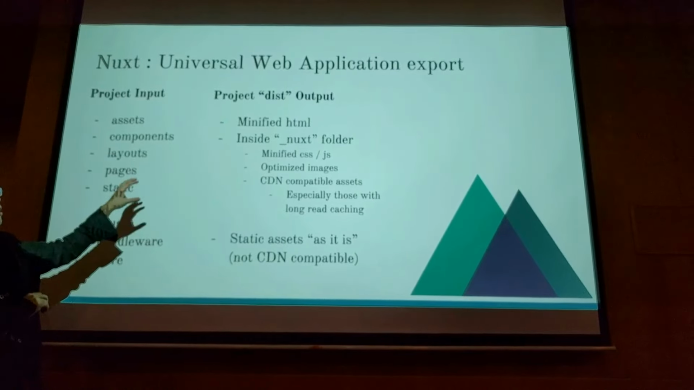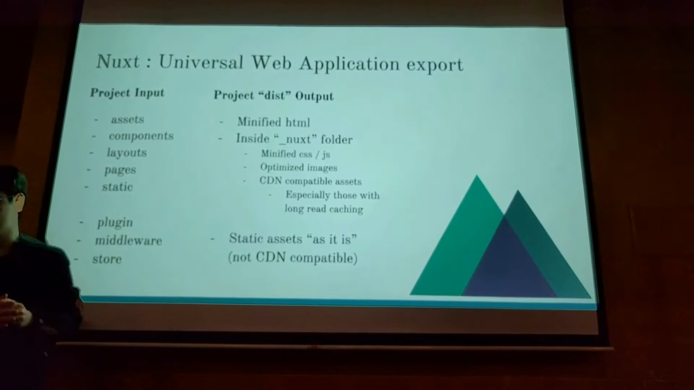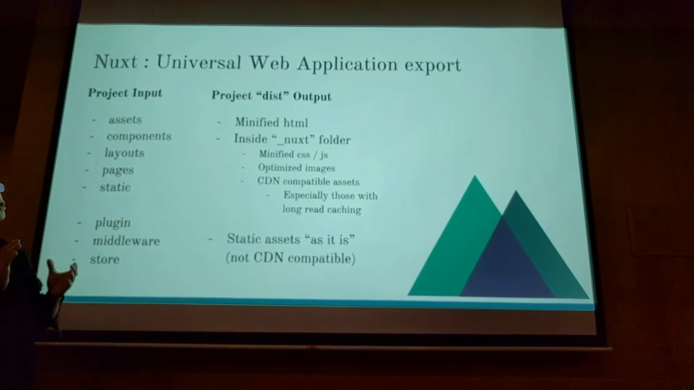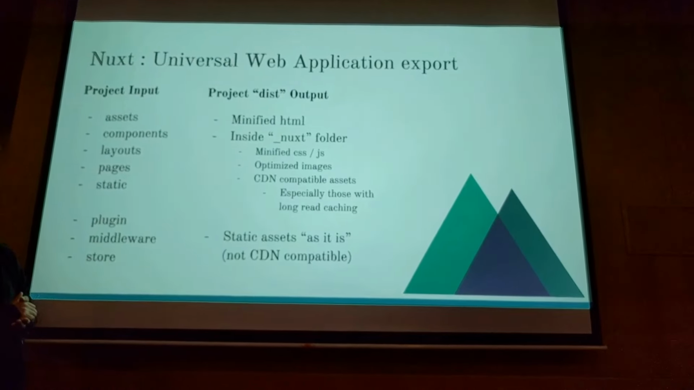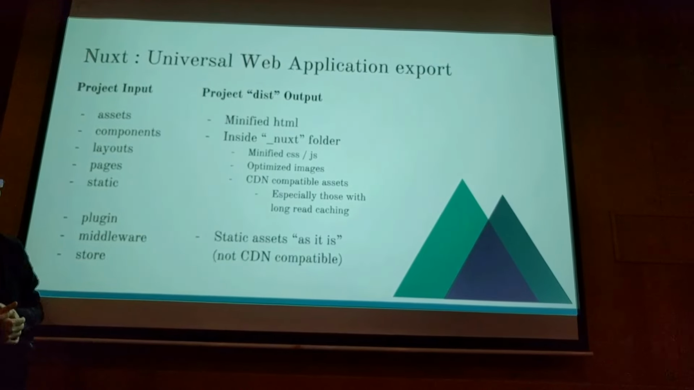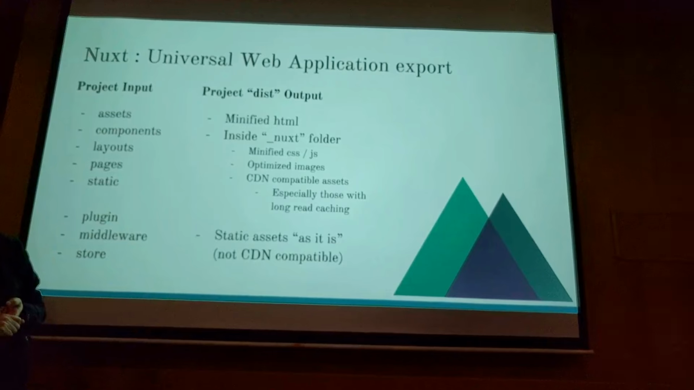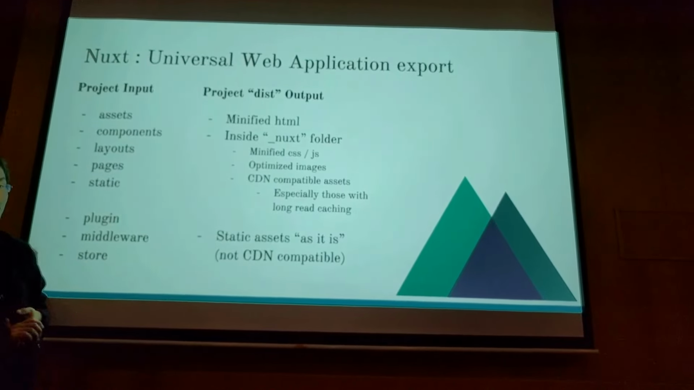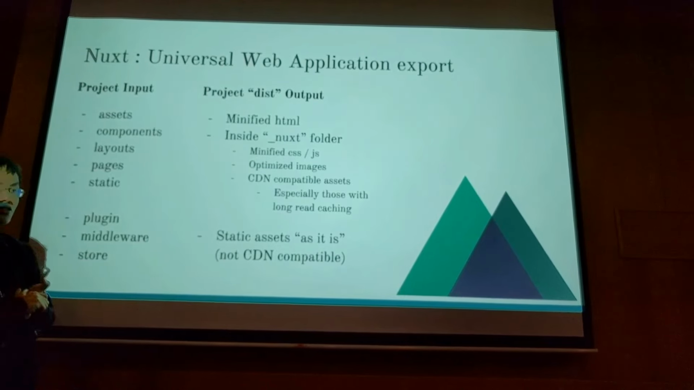For the universal web application, it will output into minified HTML. Inside the NUXT folder, it will minify your CSS and JavaScript. It will optimize your images. So for those of you who have been cropping your images manually and adjusting the resolution, it actually does that for you. It makes it easier.